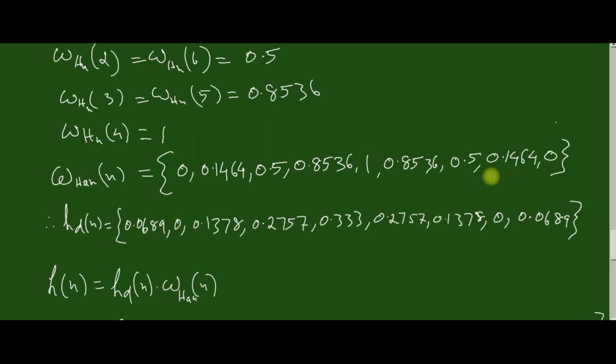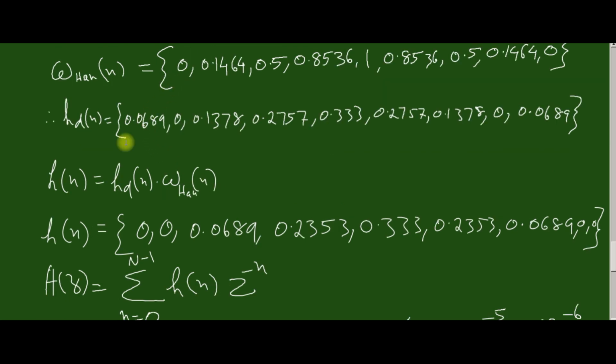The Hanning window sequence and the desired filter coefficients have been calculated. Now the impulse response can be obtained by the one by one multiplication of HD of n and WH of n. After one to one multiplication, we get the h of n as shown here.